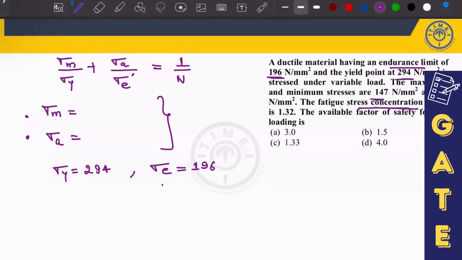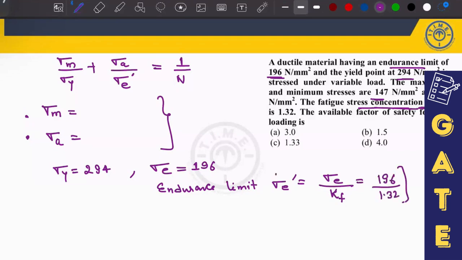So you will calculate the endurance limit for this actual stress concentration factor, which is nothing but sigma E dash, sigma E divided by this fatigue stress concentration factor 1.32. So this is nothing but 196 divided by 1.32. Okay, so once you solve, you will get the value of sigma E dash, and then you can solve this problem. So once you get the answer, you let me know.